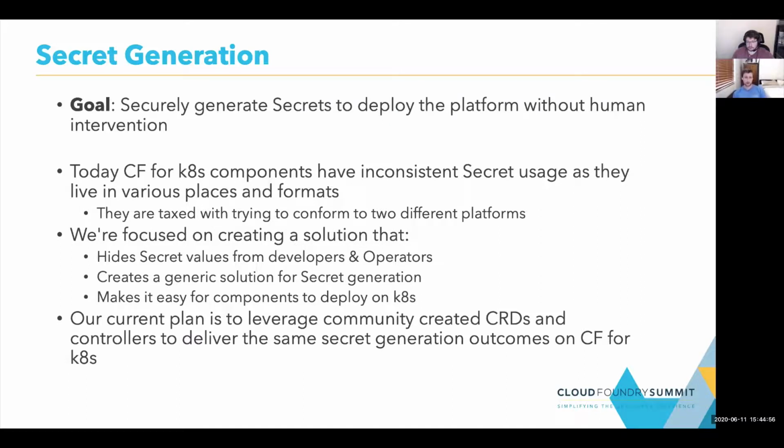So what we're hoping to do is come up with a solution that hides the secret values from developers and operators, but allows component teams to stick to a model that they'll be able to maintain long-term for both regular Cloud Foundry and CF for K8s. And our current plan to do that is to leverage these things in the Kubernetes community called CRDs, or custom resource definitions. Basically, you can tell Kubernetes that this is a resource type that our controllers should be able to watch for and know how to act on. So you can make references to, hey, I need a secret of this type here, and it would be able to eventually generate that and put it where a component would need it.